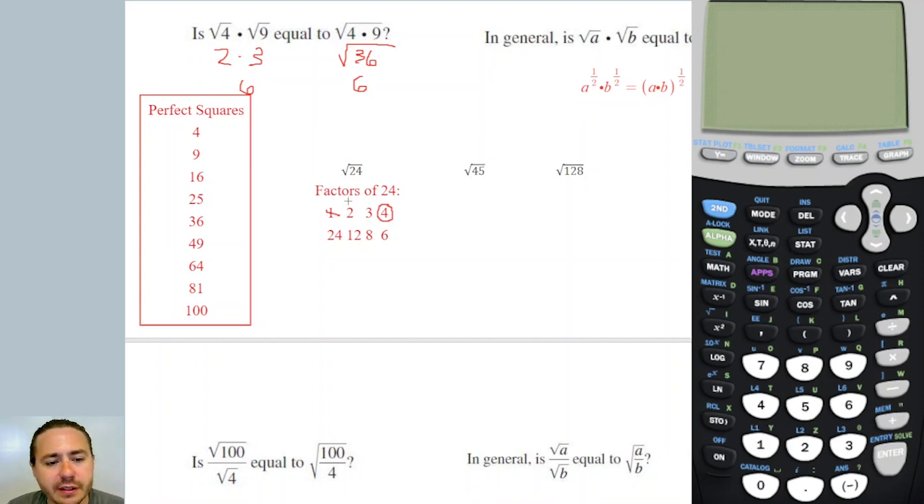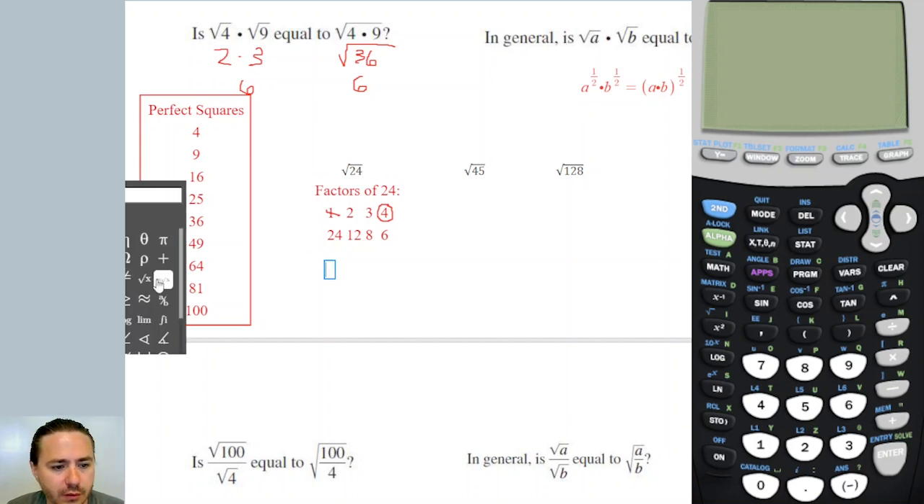So what that means is I want to rewrite this square root of 24 as the square root of 4 times the square root of 6. And the reason I want to rewrite it like that is I can use this property over here, this power of a product property. A nice alliteration on that one.